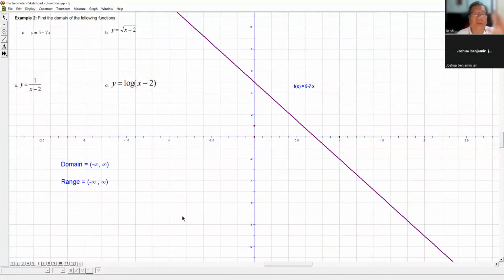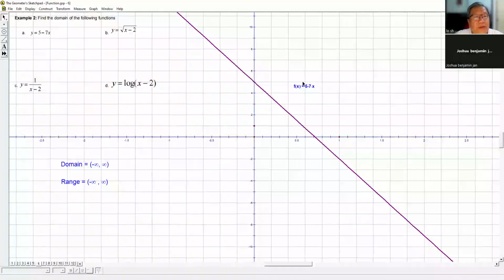You see where they start from the left, where they stop on the right. But this one never stops. This one extends very far, so we say infinity. The same with the range. You see where is the highest point along the y-axis, where is the lowest point along the y-axis. There is also no maximum point or minimum point. So it's from negative infinity to infinity.